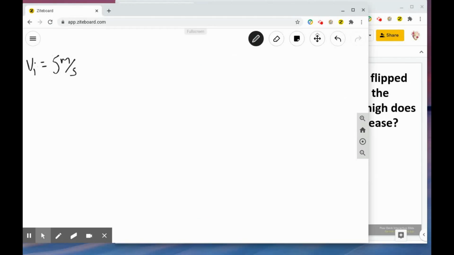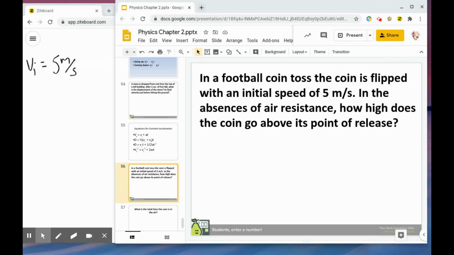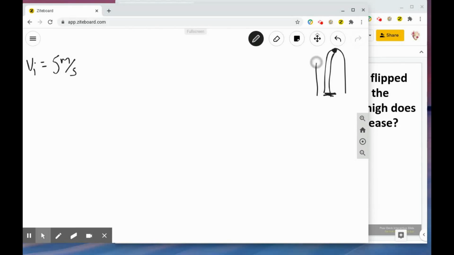So if we look at this, in a coin toss, you're going to have that coin start in someone's hand. It's going to be flipped up into the air to some point, to whatever point that it's going to slow down till stop. So that velocity at the top will be 0, and then it's going to come back down. So it asks, how high does the coin go above its point of release? So that point of release, we're looking for the distance there.